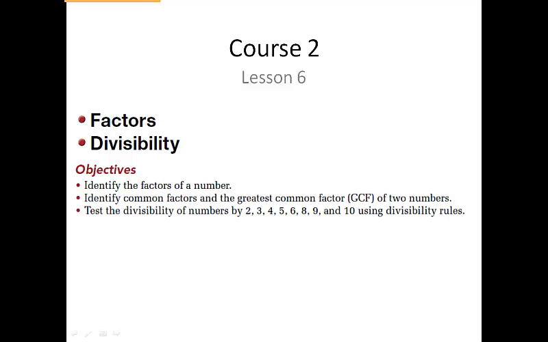In lesson 6, we're going to talk about factors and divisibility. You're going to identify the factors of a number. You're going to identify common factors and greatest common factors, or GCF, of two numbers. You're going to test the divisibility of numbers by 2, 3, 4, 5, 6, 8, 9, and 10 using divisibility rules.